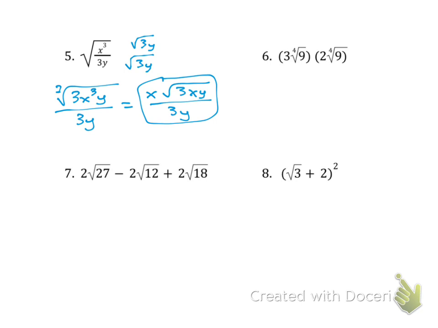Number 6, those are not binomials. Those are 2 monomials. So you're multiplying what's on the outside. 3 times 2 gives you 6. And what's on the inside of the radical, which gives you the 4th root of 81. The 4th root of 81 is 3. 6 and 3 is 18.